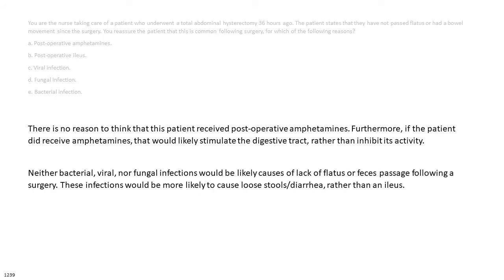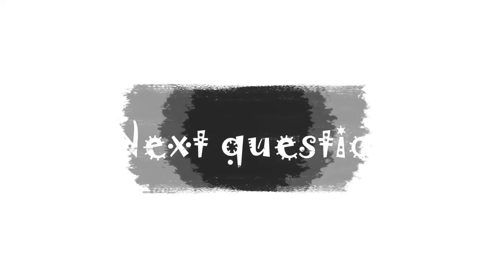There is no reason to think that this patient received postoperative amphetamines. Furthermore, if the patient did receive amphetamines, that would likely stimulate the digestive tract, rather than inhibit its activity. Neither bacterial, viral, nor fungal infections would be likely causes of lack of flatus or feces passage following a surgery. These infections would be more likely to cause loose stools, diarrhea, rather than an ileus.